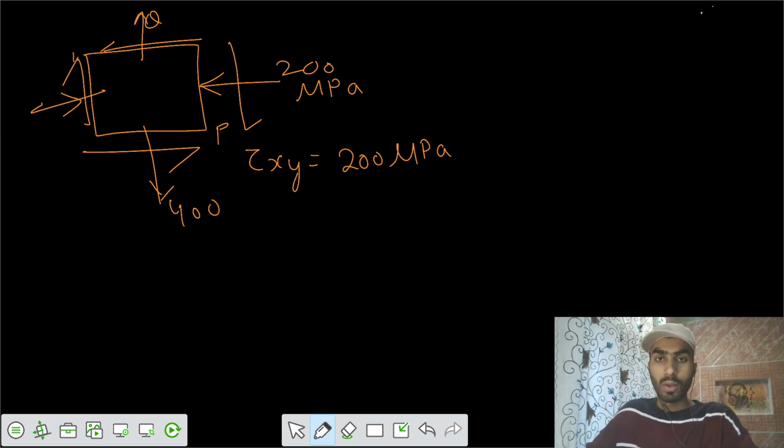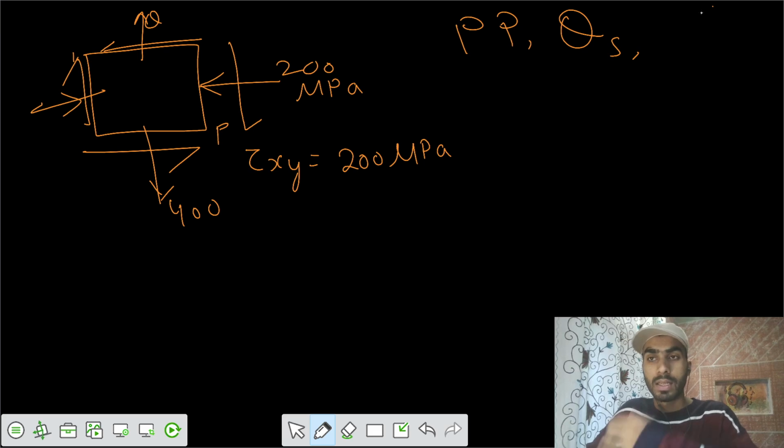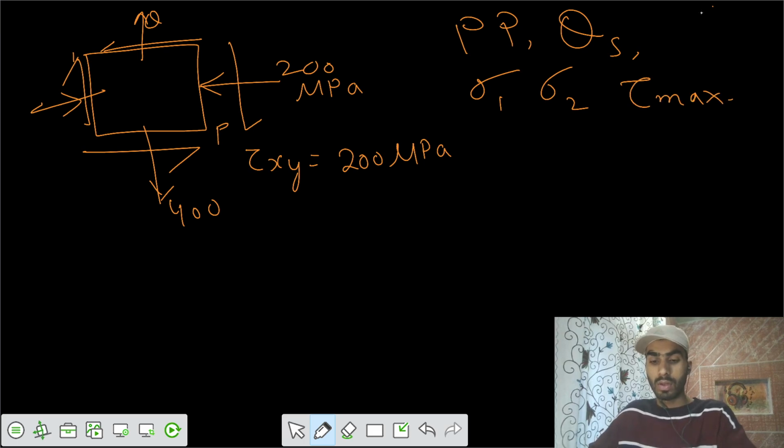So you need to get the location of the principal planes and the location of the maximum shear stress plane, tau max plane, and you need to get the values of the principal stresses and maximum shear stress. So let's get those stresses. If we solve by the analytical method, we would use the equations.